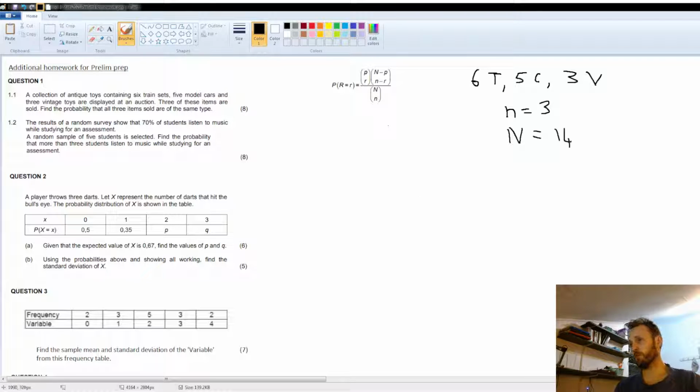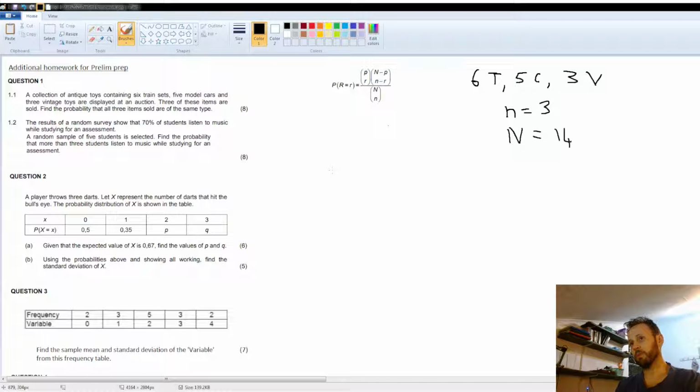So this is just going to be a sum of something that looks like this. So we'll see, what is it going to be? Find the probability that all 3 items are of the same type. Well, let's check. We think we have 3 possibilities. All 3 are train sets, all 3 are model cars, and all 3 are vintage toys. If we want to add those probabilities, we have to ask ourselves, are they mutually exclusive? And if so, then we can add them.